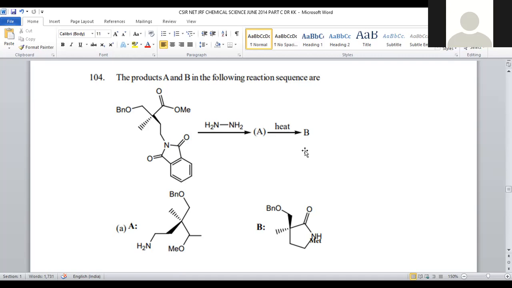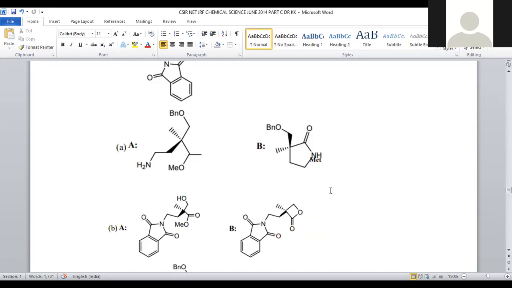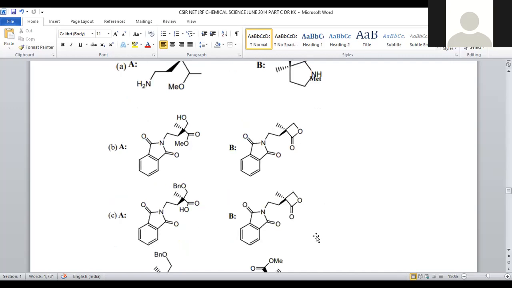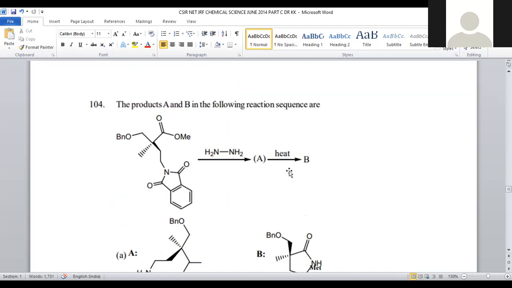So upon heating, the compound will more conveniently participate in ring cyclization. So we could expect the product to be the cyclic compound that is available in option number 1, option number 2, option number 3, even option number 4. So there is a possibility of a cyclic compound finally. Then what could be the reaction mechanism?